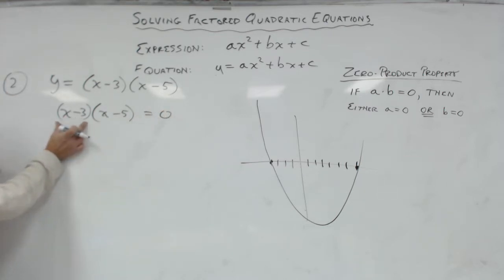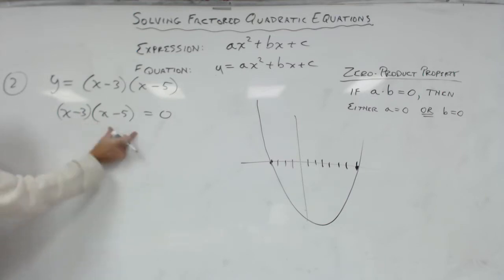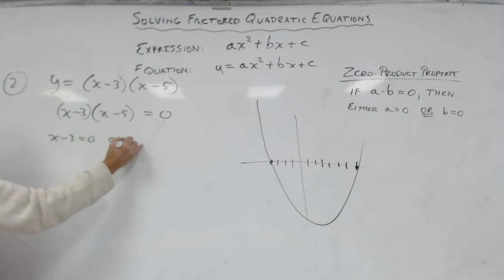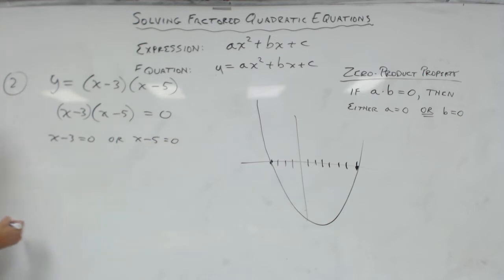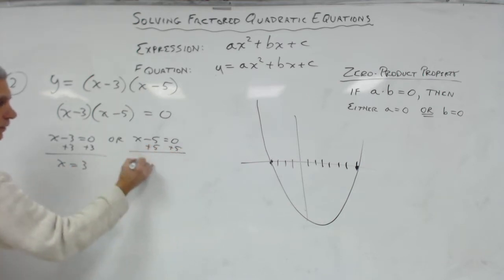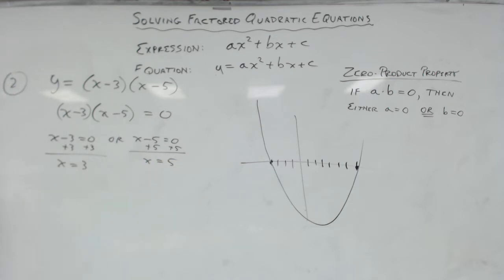And now, if this times this equals 0, then one of these 2 has to be 0. Maybe both of them, right? So I'm going to figure out all the possibilities. Either x minus 3 equals 0, or x minus 5 equals 0. And I add 3 to both sides. I get x is equal to 3. Add 5 to both sides, and x is equal to 5. Right? And my answer is those 2. I say x equals 3 or x equals 5. Okay? Make sense? Okay, now we're going to make it slightly harder.